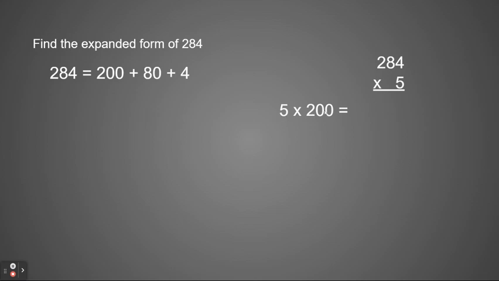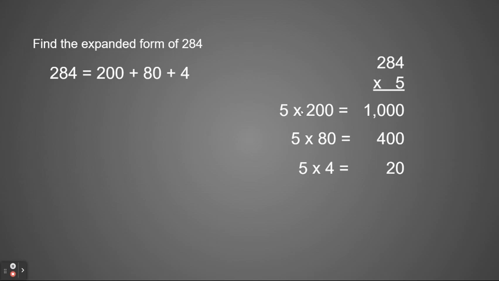So I have 5 times 200, and 5 times 200 is 1,000. Then I'm going to distribute through 5 times 80. 5 times 80 is 400. Finally, I'm going to multiply 5 times 4, and 5 times 4 is 20. So if you recall when we were using the distributive property, once we multiplied our partial products, the final step was to add them together.